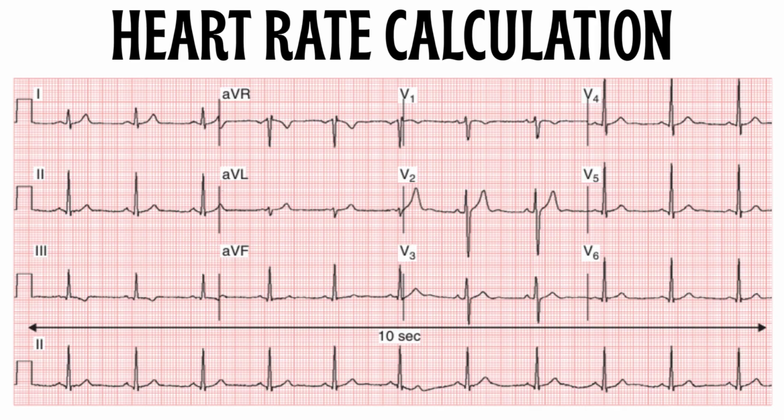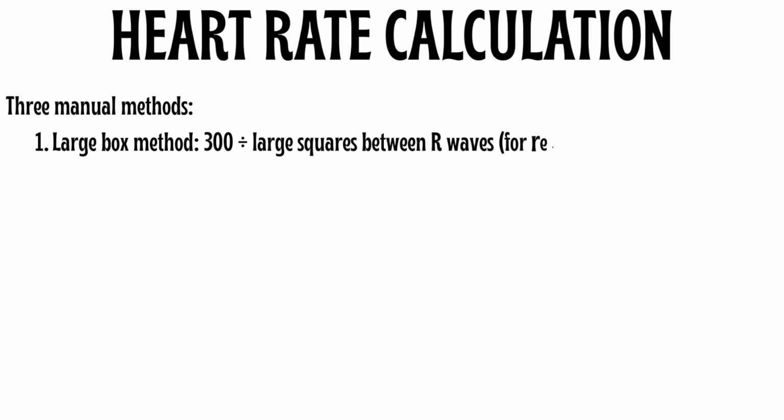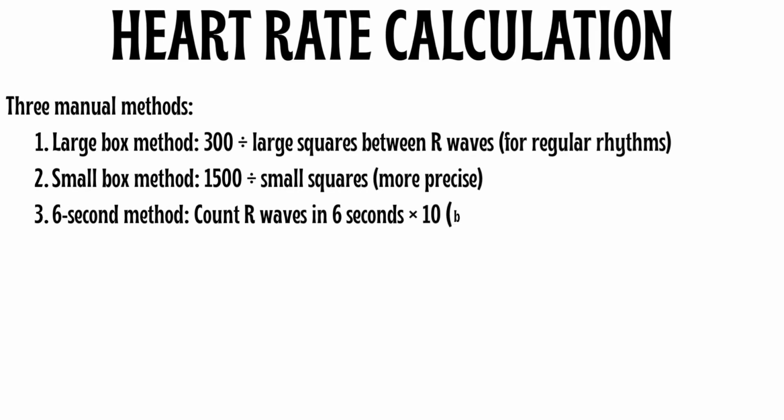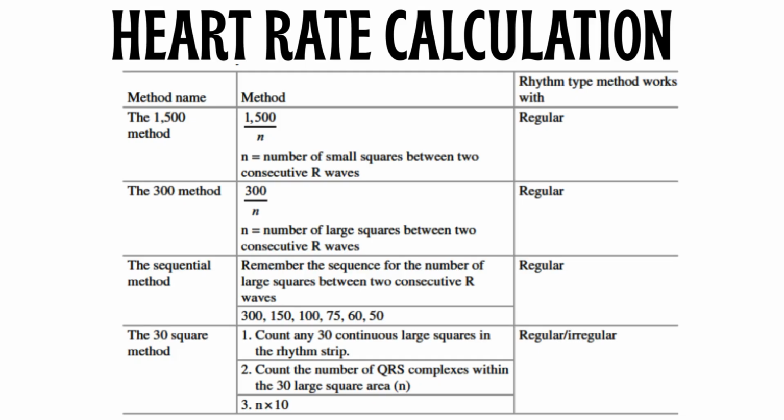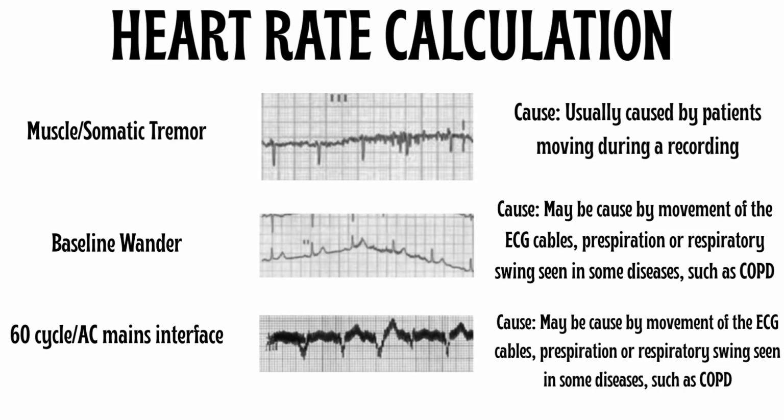Heart rate can be determined by the large box method: 300 divided by the number of large squares between R waves. The small box method: 1500 divided by the number of small squares between R waves. The 6-second method: count the R waves in 6 seconds and multiply by 10, preferred for irregular rhythms.